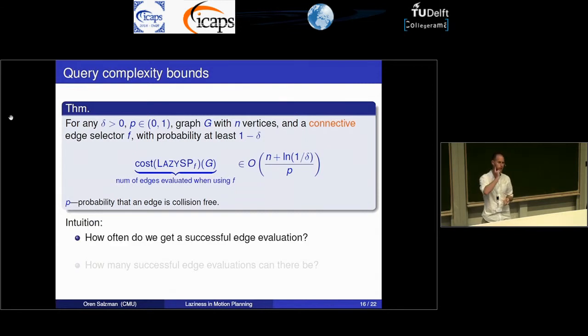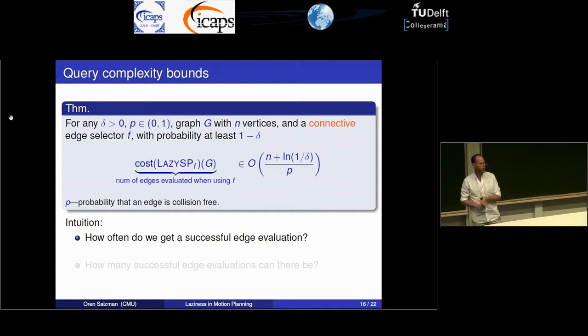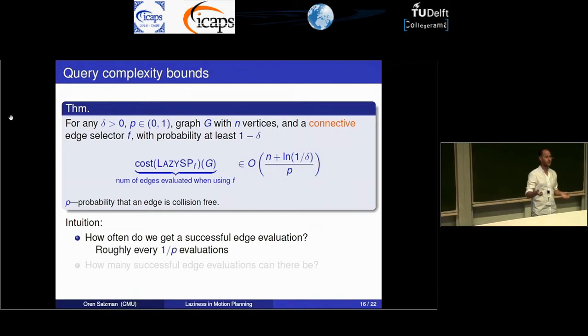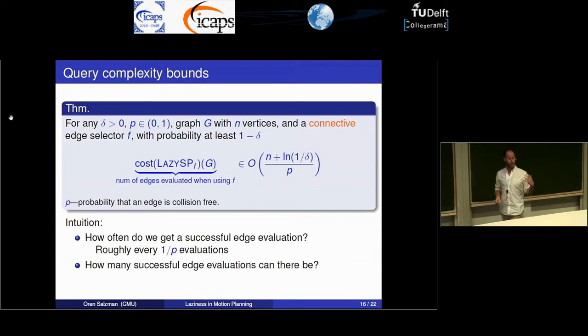The first question that we need to ask is, how often do we get a successful edge evaluation? Can someone throw this online? It's an easy question. Everything here is easy. Okay, roughly every 1 over p. If each edge is collision-free with probability p, roughly every 1 over p edge evaluations, one of them is going to be collision-free. Second question, how many successful edge evaluations can there be in total?